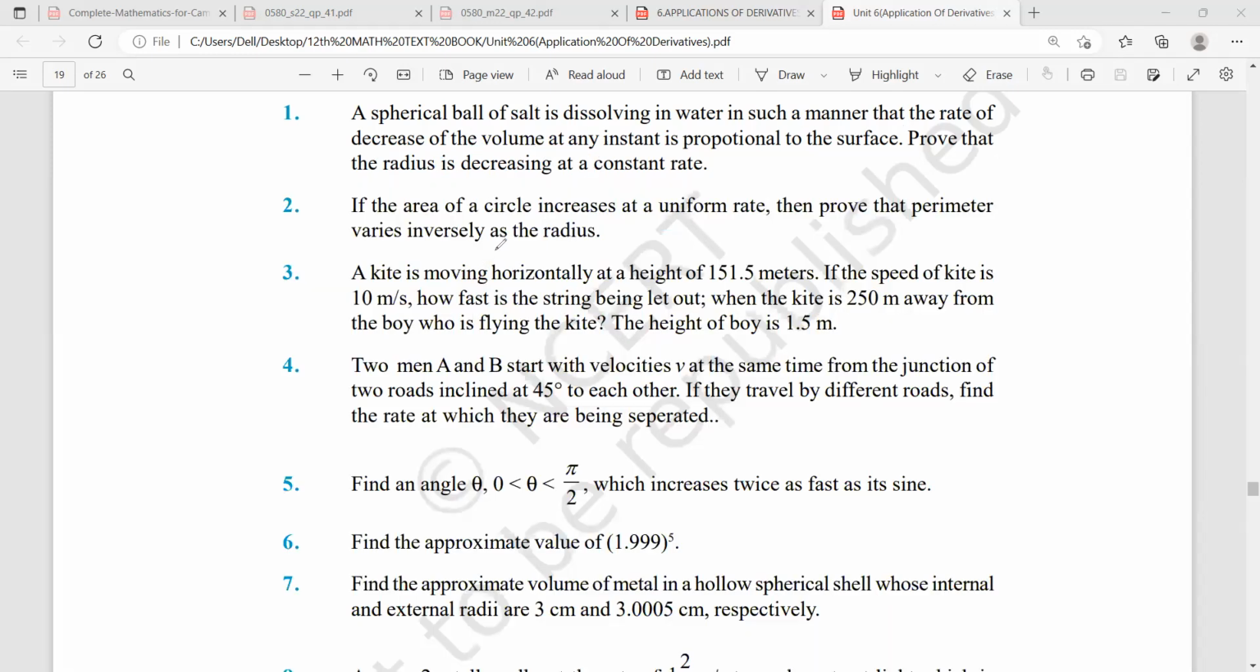The next one: the area of a circle is increasing at a uniform rate. Prove that the perimeter varies inversely as the radius. So this one is easy, direct. dA by dt is inversely proportional. Wait. Yes, sir, got it. What do you mean by uniform rate? The area of the circle increases at a uniform rate, what does it mean? Then prove that the perimeter varies inversely as the radius.